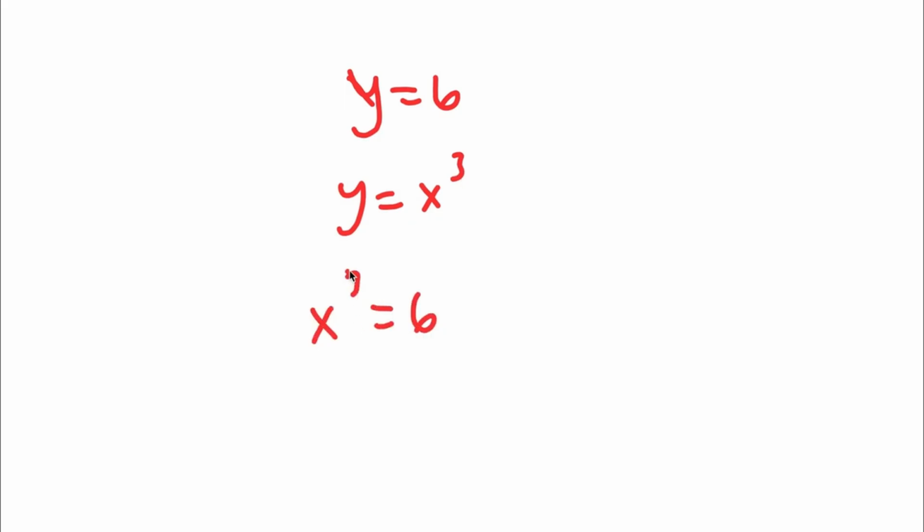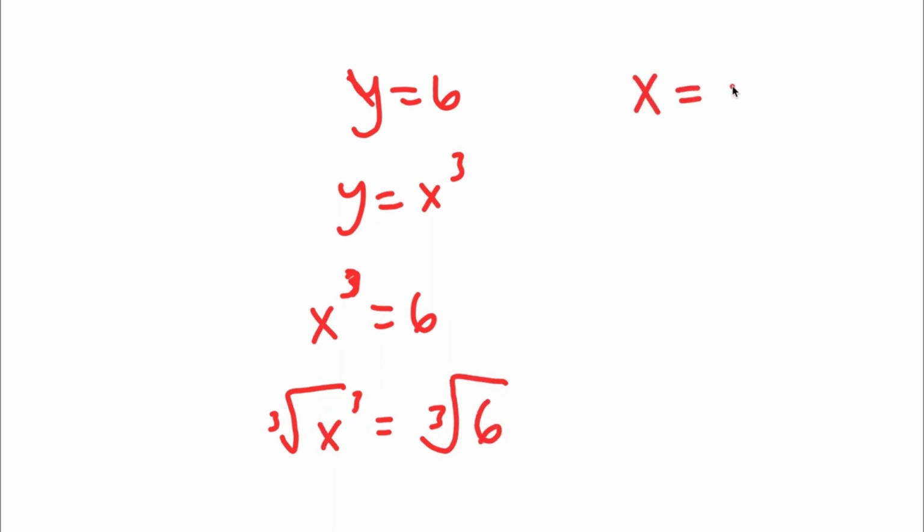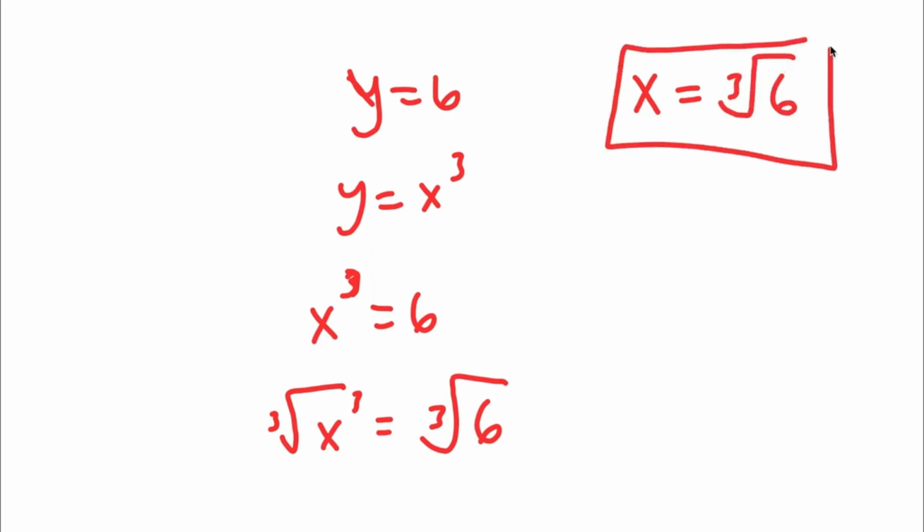So now to solve this, I'm going to take the cube root on both sides. So now I have the cube root of x to the power of 3 is equal to the cube root of 6. Now the cube root of x to the power of 3 is simply x, so I am left with x is equal to the cube root of 6. So this is my answer.